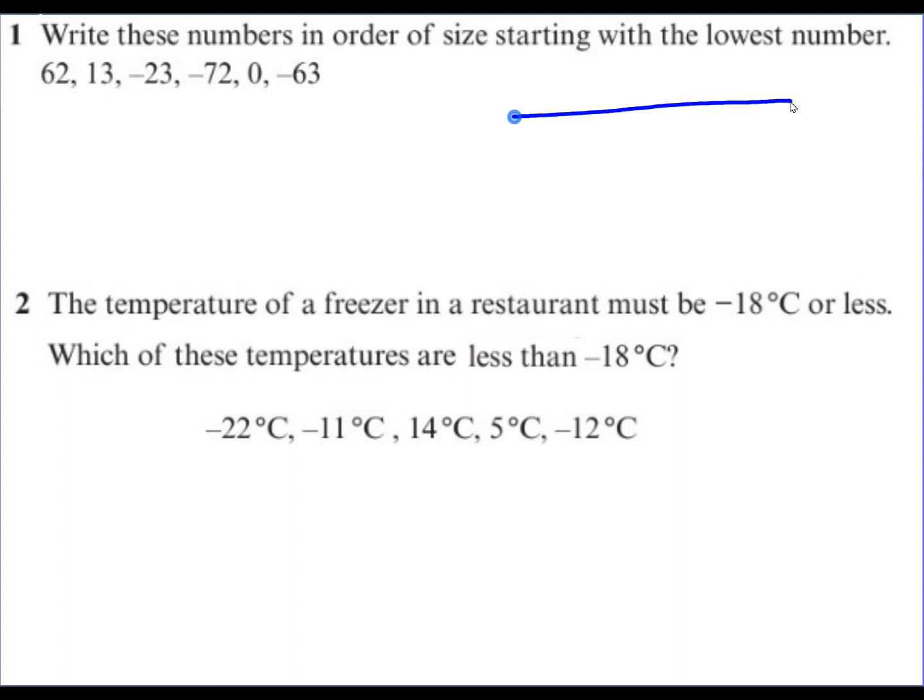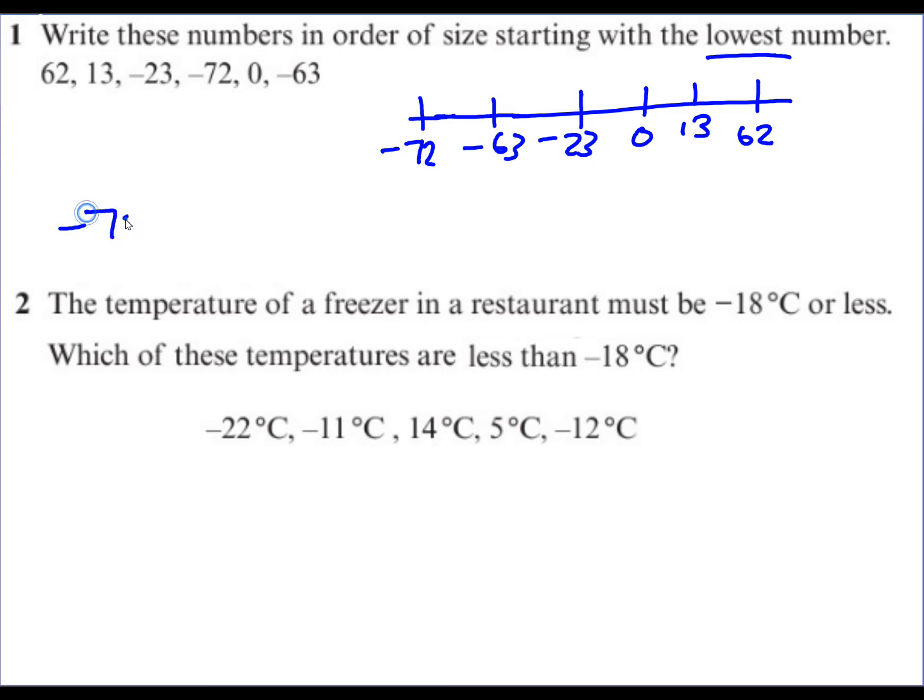So I'm going to do the number line sketch just to keep myself on the straight and narrow. So if I've got 0 here, I've got +13 and I've got +62. Then looking the other direction, I've got -23, I've got -63, and I've got -72. So that's my 1, 2, 3, 4, 5, 6 numbers covered. So now writing them with the lowest number first, so always read the question again. I have -72, -63, -23, 0, 13, and 62.